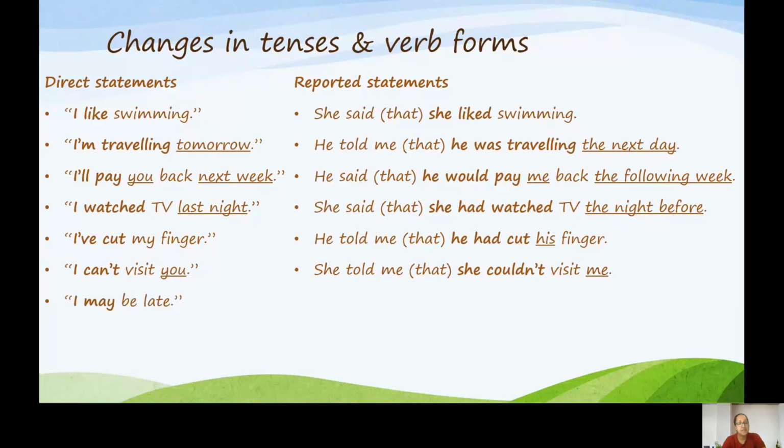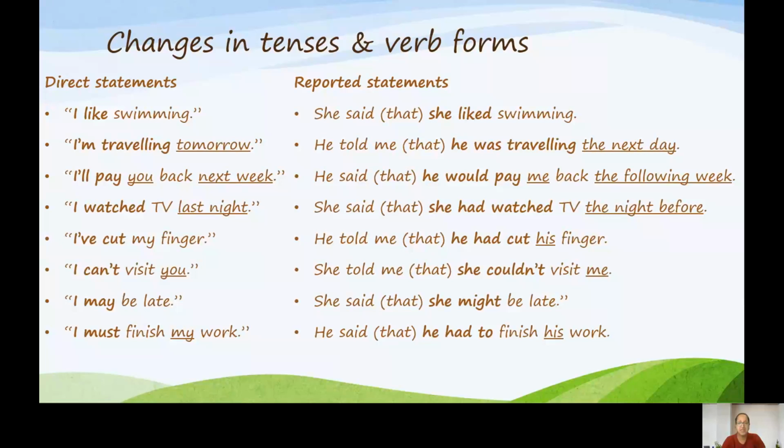I may be late. She said that she might be late. May becomes might. But if we use might in the original sentence, it would stay the same. That doesn't change. Should and would in the original sentence would also not change in a reported statement. I must finish my work. She said that, or he said that he had to finish his work. Must becomes had to.